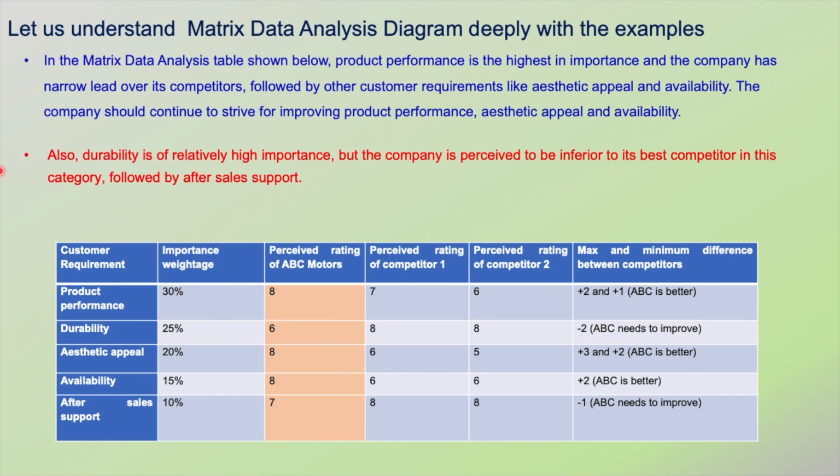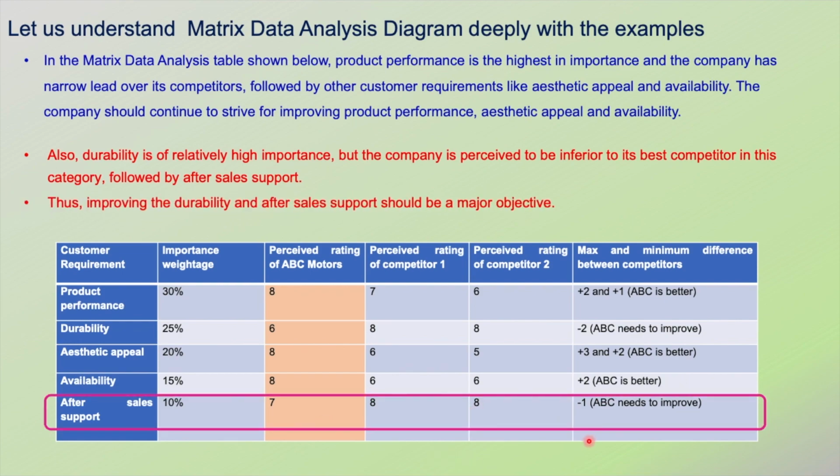Next, durability is also of relatively high importance. Next is durability with a 25% rating. But what is the result? The company is perceived to be inferior. So ABC is inferior to its best competitor by 2 points. Similarly, in after sales service also, ABC is inferior by 1 point.